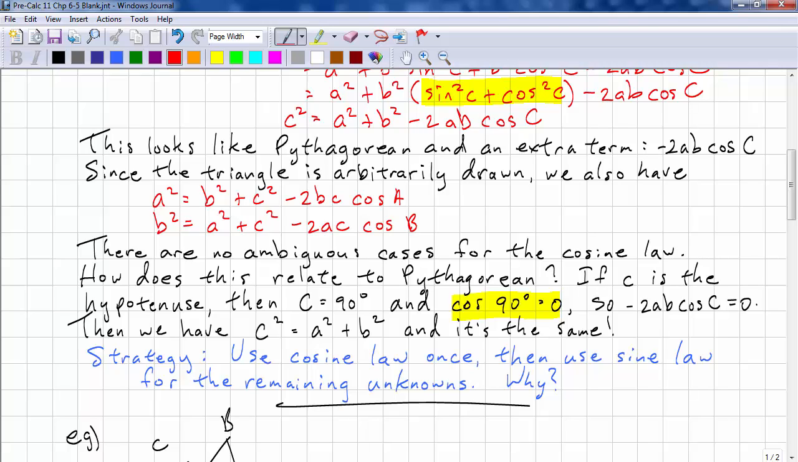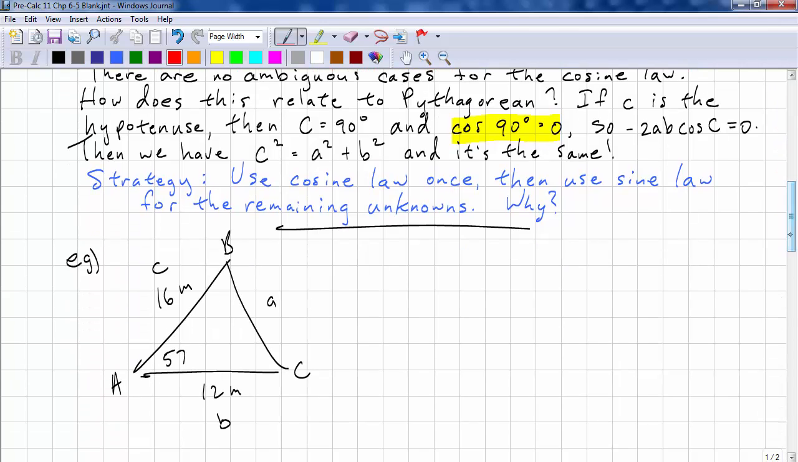Now, like I said, the sine law is easier to use than the cosine law. And the strategy is to use the cosine law once, and then you can use the sine law for the remaining unknowns. Okay, let's look at an example.